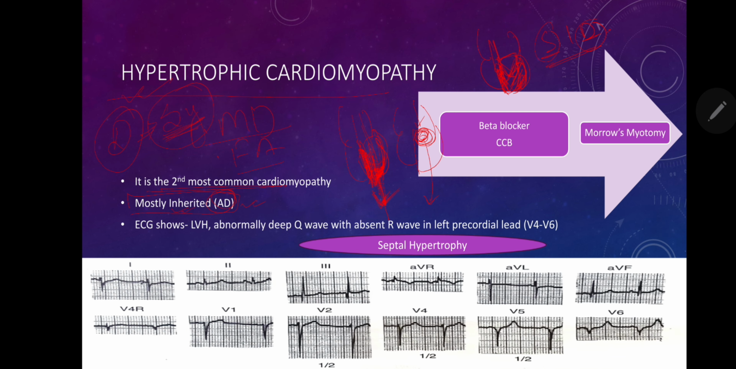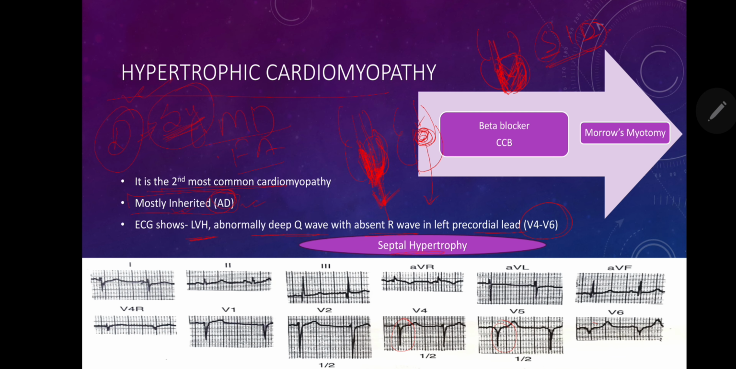In ECG, it is shown that there is a left ventricular hypertrophy, as there is more muscle mass on the left side. There is also an abnormally deep Q wave, and also an absent R wave in the left precordial leads, that means V4 to V6, in which we find this. So in this picture, we find there is a deep Q wave but no R wave. So this is the pathophysiology of septal hypertrophy. Echocardiography is the investigation of choice.